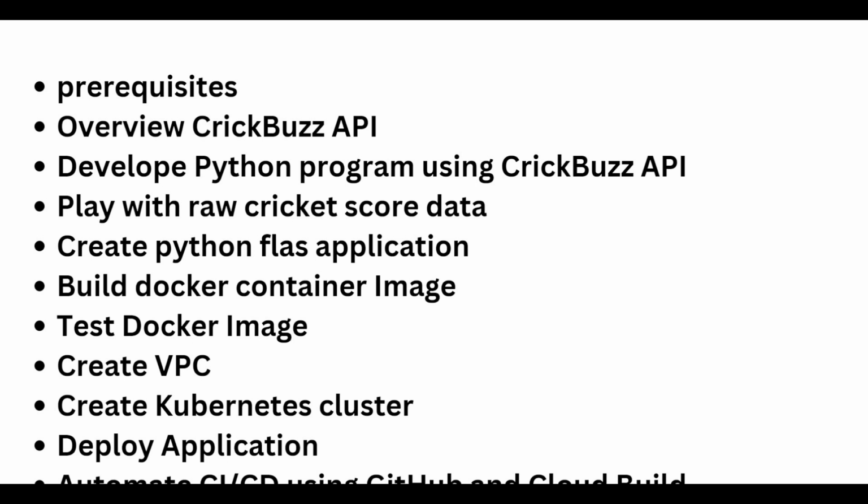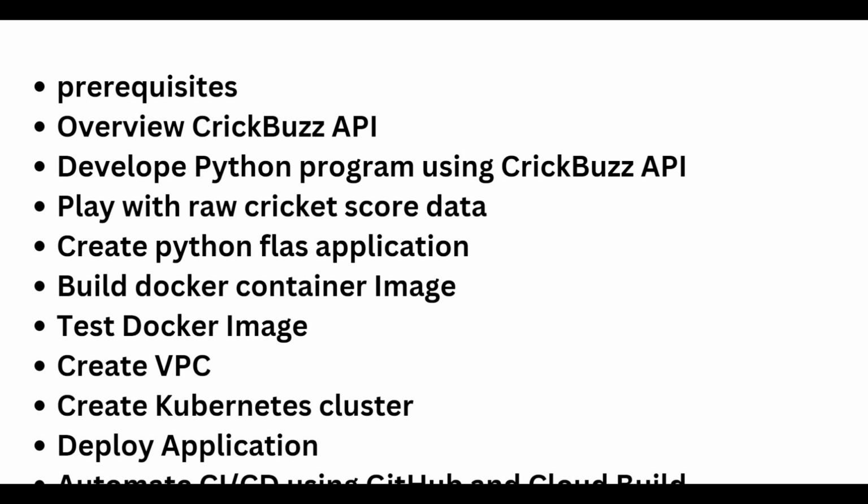Then the Cricbus API we are going to show. I'll walk you through the Cricbus API as well: what the Cricbus API is and how we can use it in a Python cricket-related application. First, we'll develop a simple Python program using the Cricbus API and try to fetch the cricket-related data. Then we'll play with that raw data. Initially we are fetching only the raw data, which will be in the form of JSON or dictionary format. That is the raw data we'll fetch first using our Python program, and then we'll fetch the required information which we need in our application.